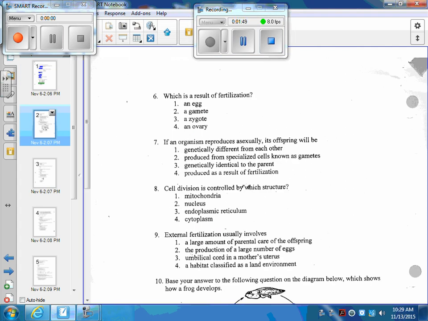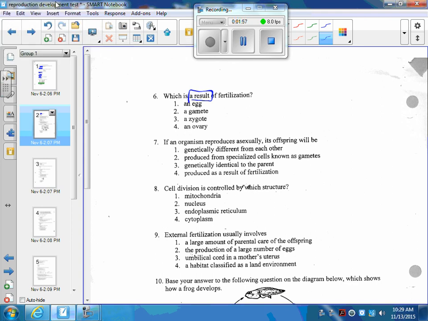All right. Which is a result of fertilization? Result is what you get. What do you get when fertilization takes place? You get a fertilized egg, which is a zygote. You're getting half of the information from the mom, half from the dad, so you're getting a zygote. And that's where we get the homozygous, heterozygous stuff from.